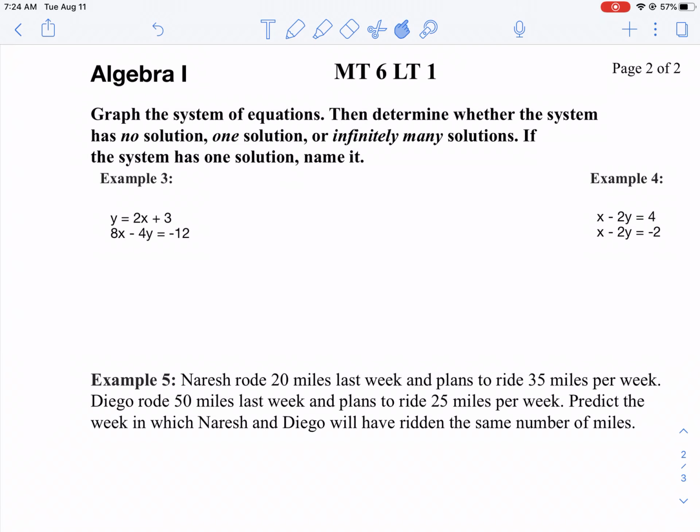On our next examples, we're going to actually graph. I think we're going to use Desmos to graph these. We're going to graph the system. We're going to determine if it has no solution, one solution, or infinitely many solutions. If it has a solution, we're going to name it. So we're going to graph y equals 2x plus 3.